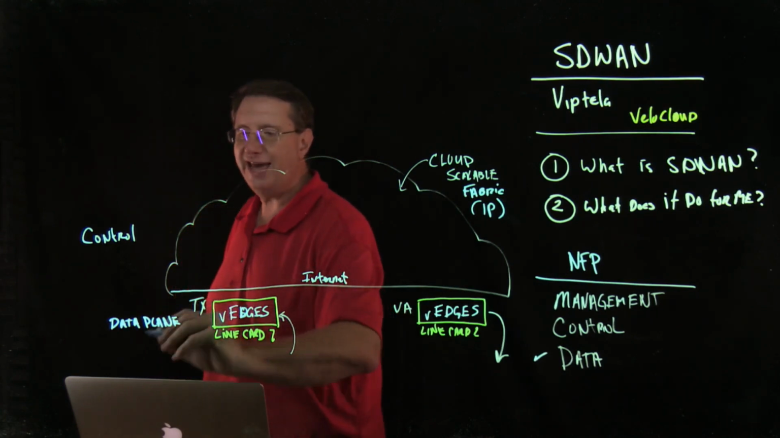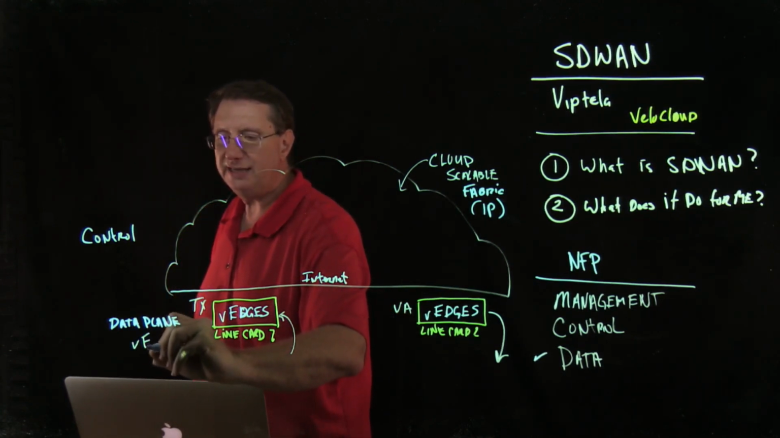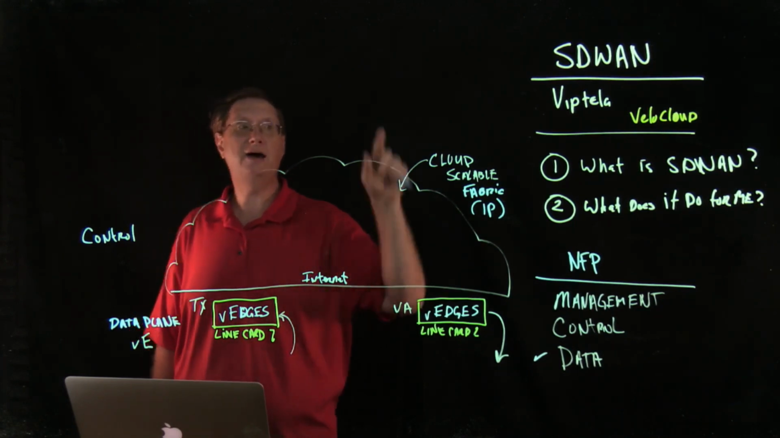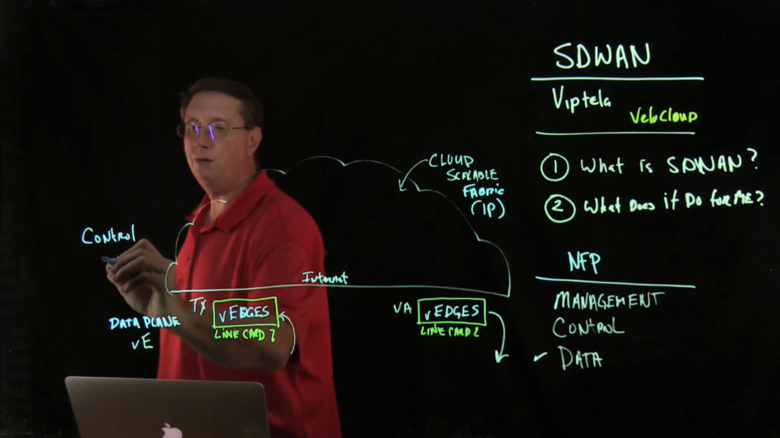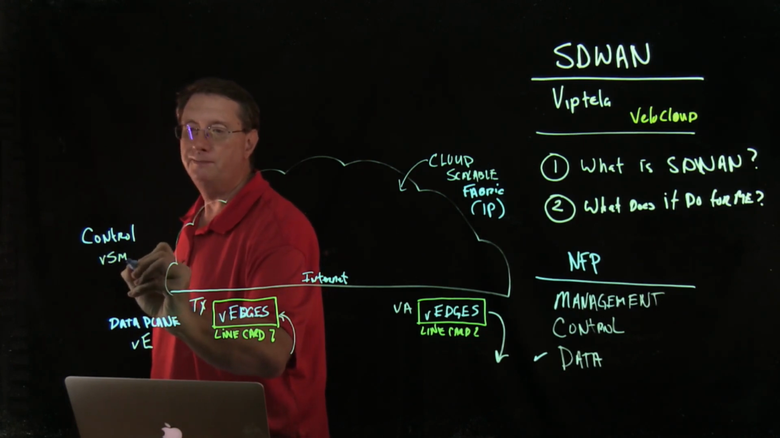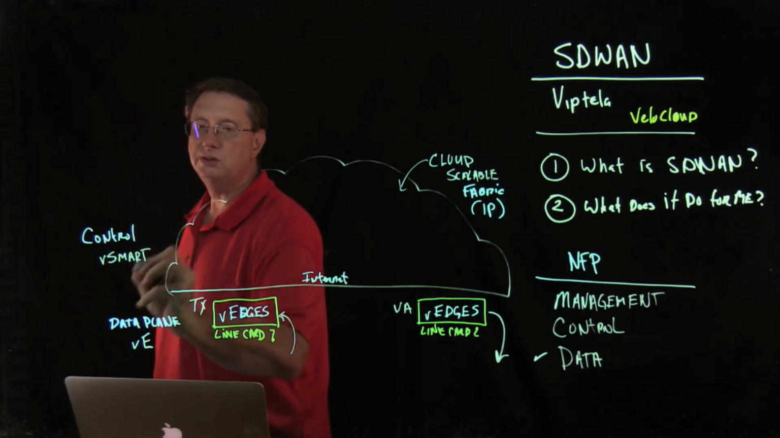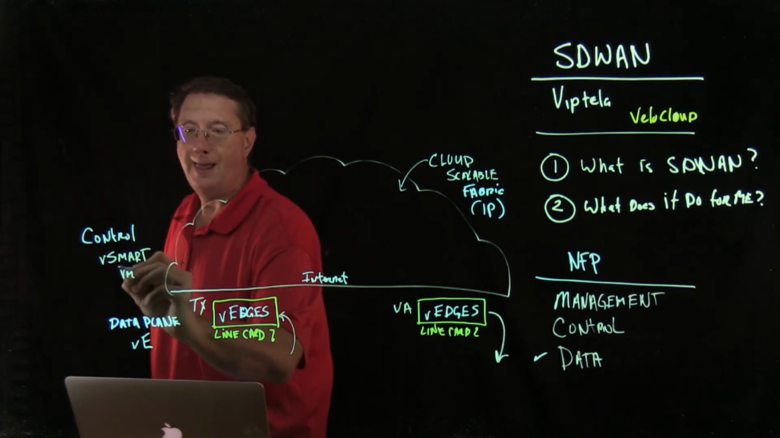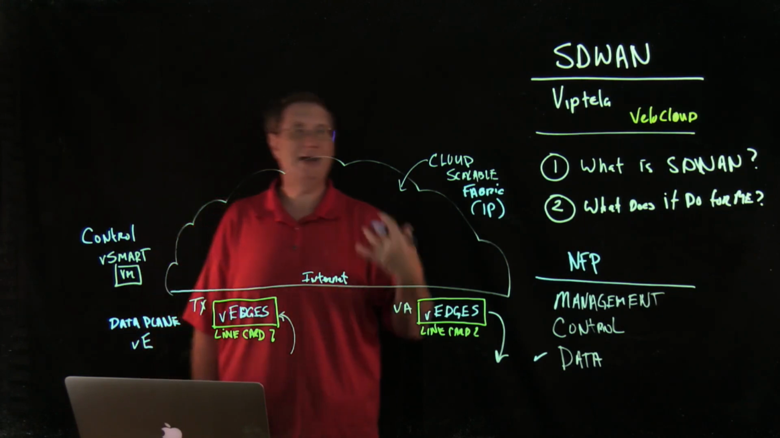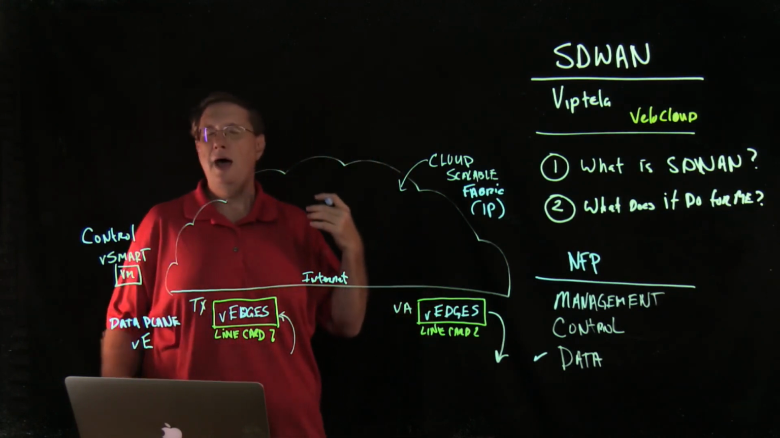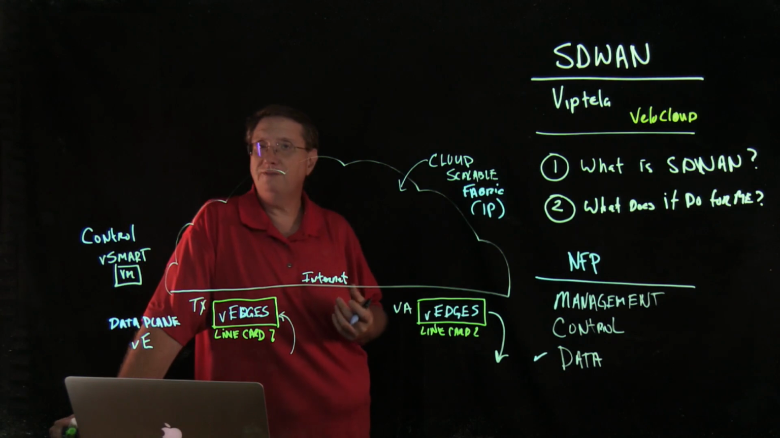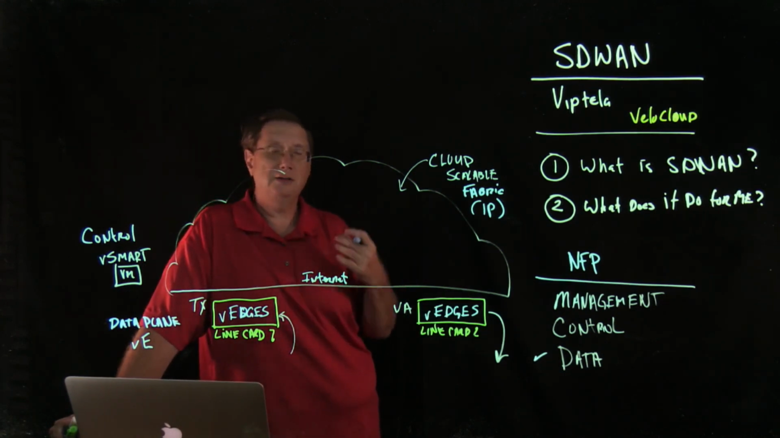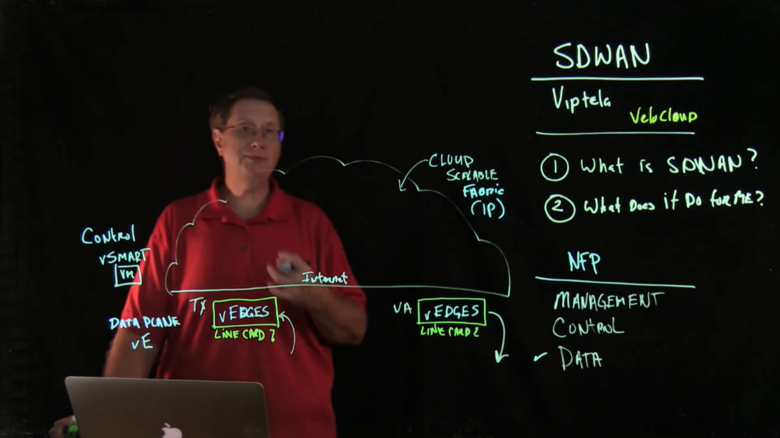And just like the vEdges, the VEs, were the devices that handle the forwarding of data, inside of Viptela we have something called the vSmarts. Now, these vSmarts are just virtual machines. They're VMs. And I can run them in Red Hat Enterprise Linux. I can run them in VMware vSphere. I can run them in AWS, Microsoft Azure. And the key element here is that they are simply just virtual machines.